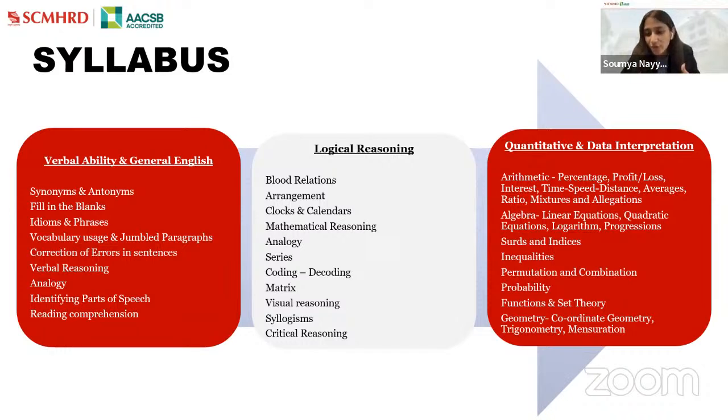And we see a lot of messages coming in the chat box. So keep on texting in the chat box, and at the end of the session, we will address all the queries as well.